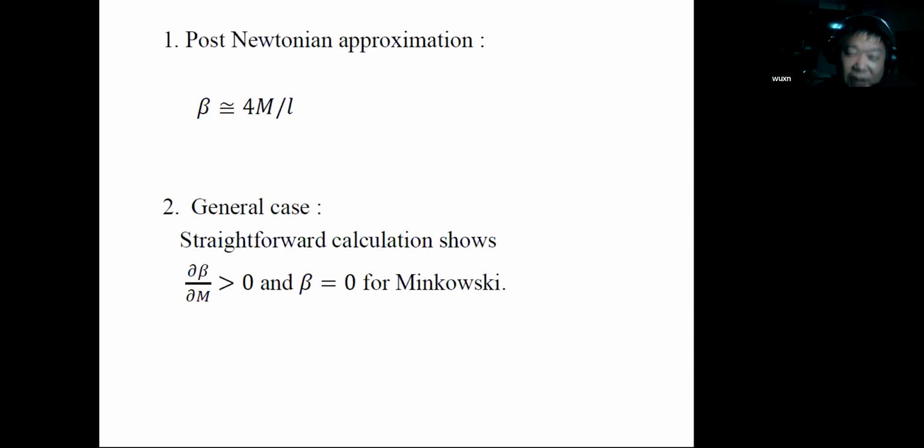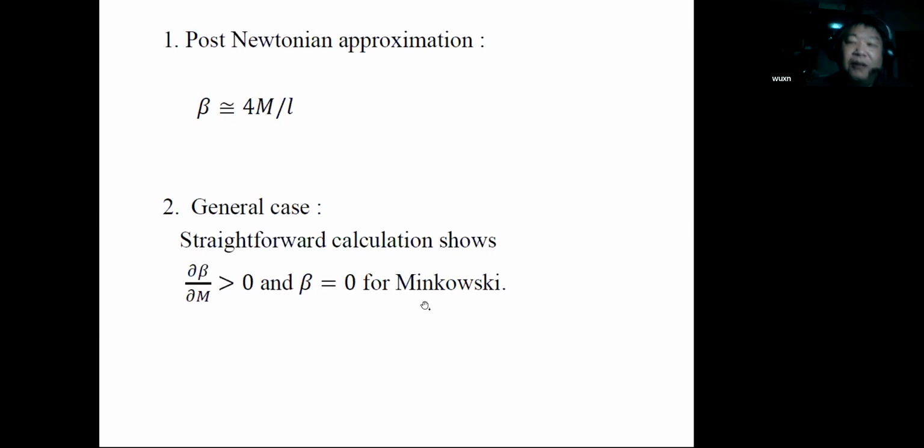You can also do the calculations and get the exact results, but one can show that the bending angle is a monotonic function of the total mass. That means you can take the derivative of the function with respect to m, and we'll find that the derivative is always positive. And for Minkowski, you know that the bending angle will be 0. So beta should be a monotonic function of m, only for the Schwarzschild case. That's a very simple observation.